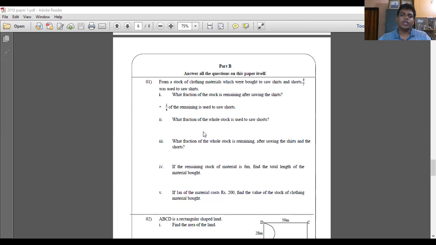And then moving on to the first question of part B, which is also a fraction from a stock of clothing materials, which is a more application based sum, where it says from a stock of clothing material which were brought to sew shirts and shorts, 3/7 was used to sew shirts. What fraction of the stock is remaining after sewing the shirts? 1/4 of the remaining is used to sew shorts.